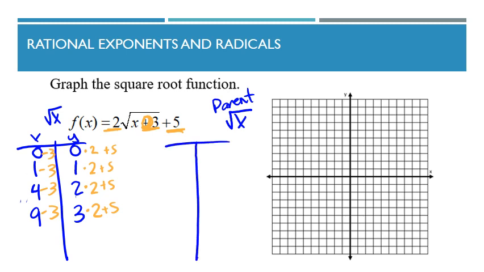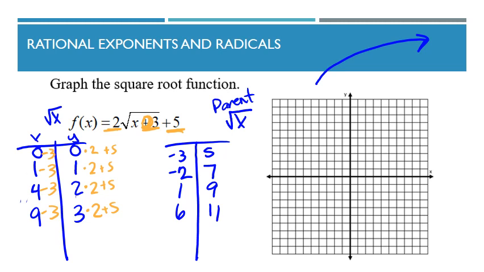Okay, so now if I create my actual table, it's going to work out a little bit nicer. Now remember, square root functions should look like a shooting star, some form of that. It can be flipped all different ways around. Okay, so we've got 6, 11. So let's see if it looks the way it should look.